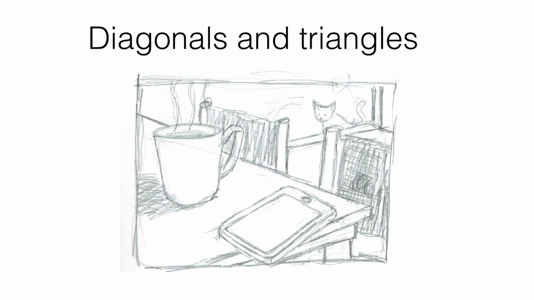Another technique we can use is using diagonals and triangles to move your eye around. Straight lines tend to make your eye sort of settle on one area, but diagonal and triangular shapes tend to move your eye around. So with this thumbnail here, we go from left to right, back to left, back to right.